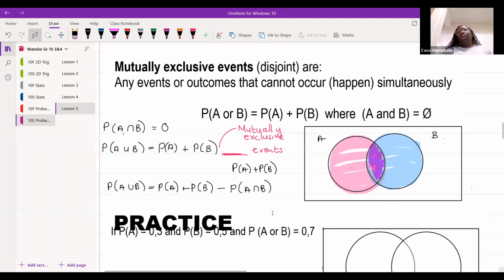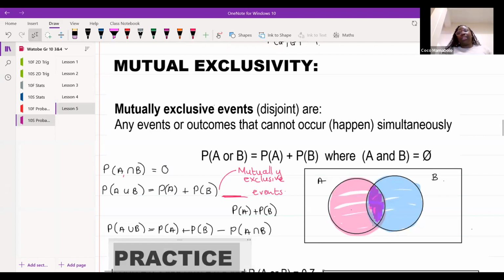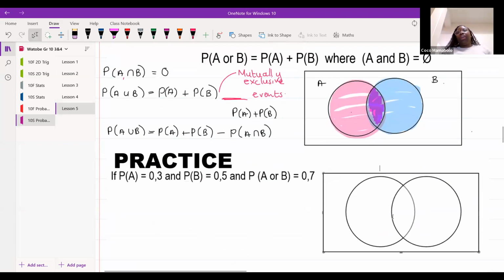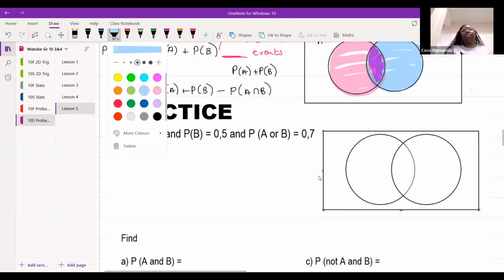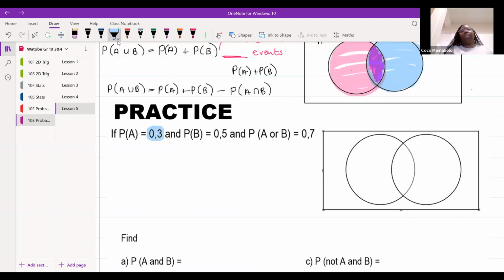All right, peeps, let's look at a couple of examples. Let's see what this looks like. So here's the question we've been given. It says, the probability of A is 0,3. The probability of B is 0,5. The probability of A or B is 0,7.